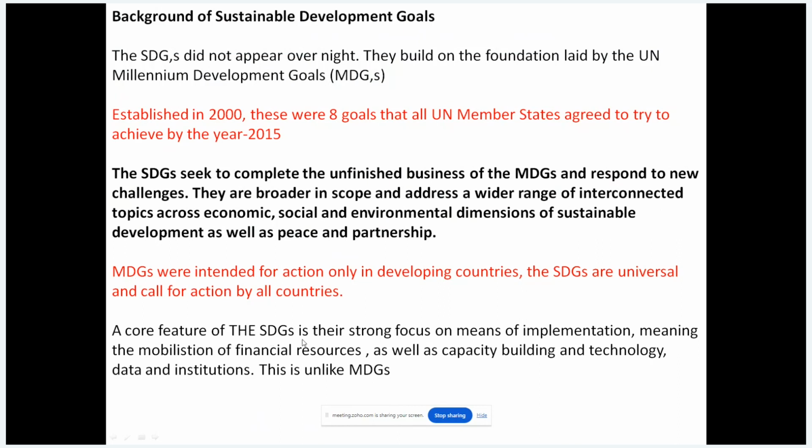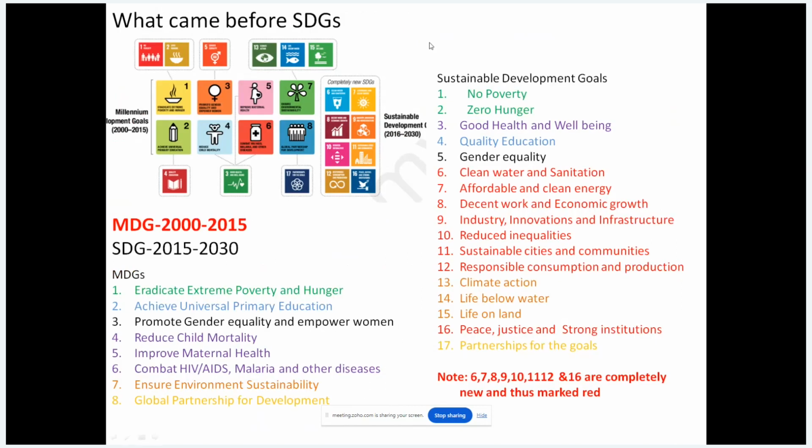A core feature of the SDGs is their strong focus on means of implementation, meaning the mobilization of financial resources, as well as capacity building in technology, data, and institutions. This is unlike MDGs. MDGs did not have these provisions. So if we see how these are connected, here there were 8 MDGs, and how these are connected is given here. This number 7, if I see, is affordable and clean energy.